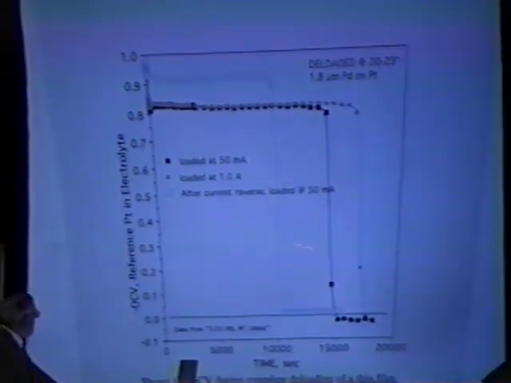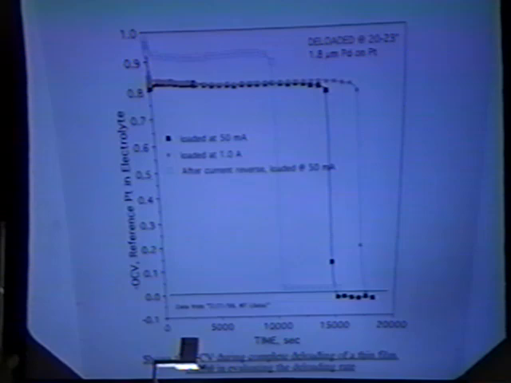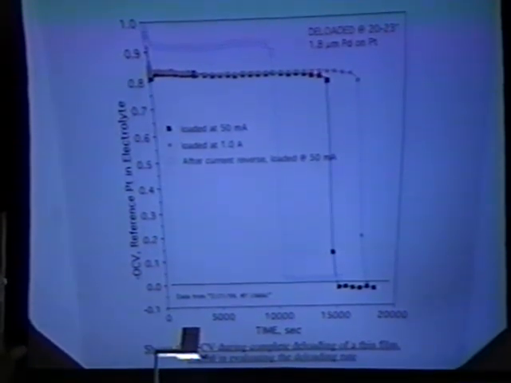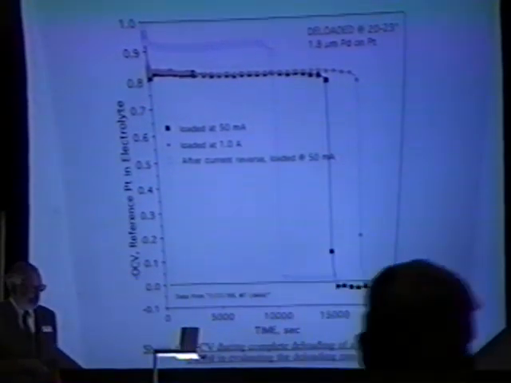If you deload, you get the reverse effect. It drops down as the beta phase converts to the alpha, and then you get the two-phase mixture, and once all the beta phase is gone, it drops precipitously to zero. Once again, following the thermodynamic behavior of the bulk material.